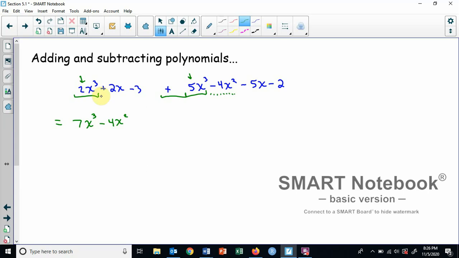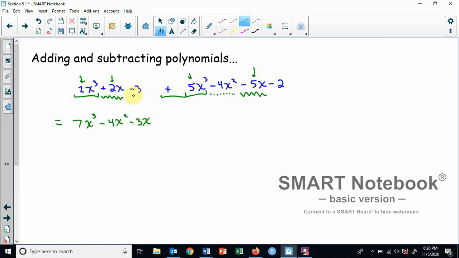So now let's look at the x terms. Let's see, I have a positive 2x. Oh, there's another x, a minus 5x. So once again, doing the operation on the coefficients, positive 2 minus 5 makes for negative 3, and I leave the variables alone. They are x terms, so their answer when I combine them is an x.